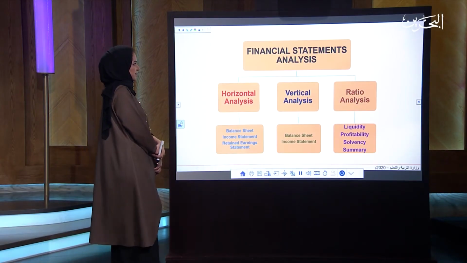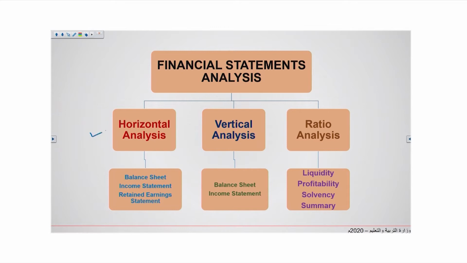Okay, in financial statement analysis, we will use horizontal analysis, vertical analysis, and ratio analysis. In this chapter, we will cover only the horizontal analysis and the vertical analysis, but we will not take the ratio analysis. In horizontal analysis, we will use the balance sheet, income statement, and retained earnings statement figures. In vertical analysis, the balance sheet and income statement. For the ratio analysis, it will not be covered in this chapter, which we can use the liquidity, profitability, solvency, and summary.